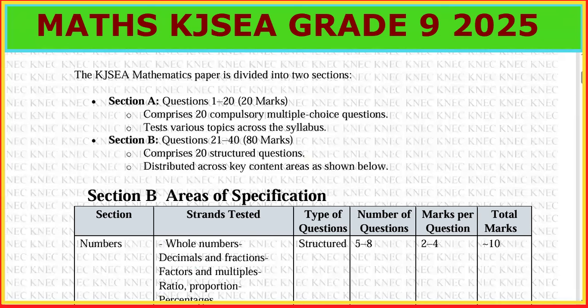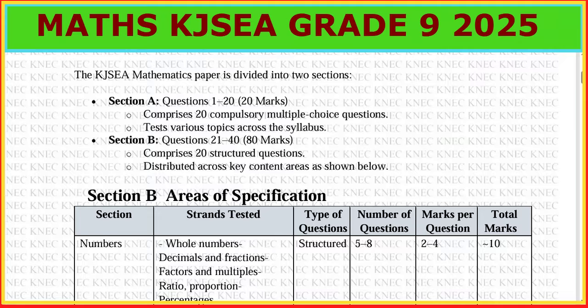We know the KJSEA mathematics paper is divided into two sections. We have Section A, which has 20 questions, each question 1 mark. So it is 20 marks, and it is multiple choice questions. These questions are 20, and they are compulsory. You can't say that you're not going to do them. You have to do them. It tests on various topics or strands across the design.